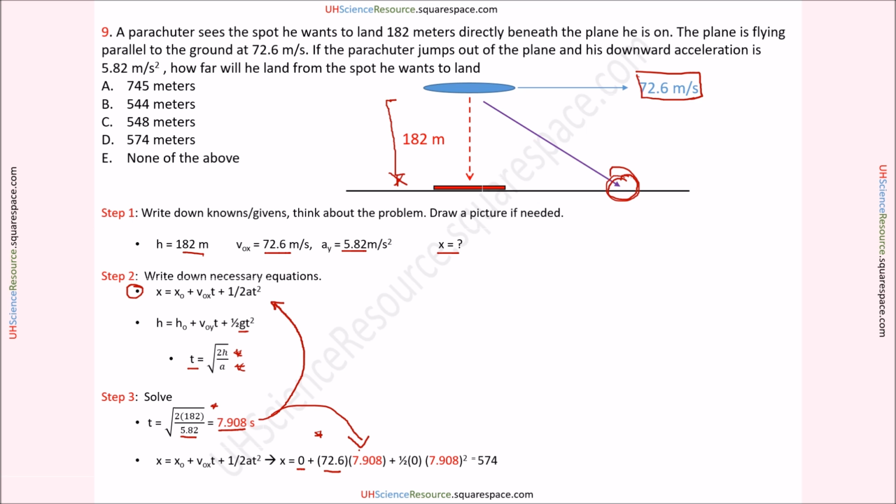Then we just add in the acceleration component, but since it's in the x direction, we know acceleration is just 0 in the x component, and so this term actually just cancels out. All we have to do is do the calculations, and we should get 574 meters away from the spot he actually wants to land. So this is going to be that distance. If we look at our answer choices, we can see that answer choice D is going to be our correct answer.